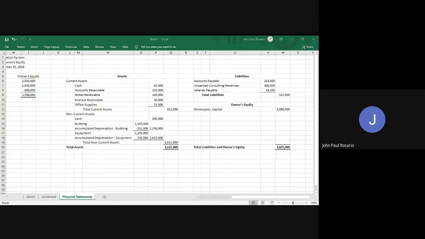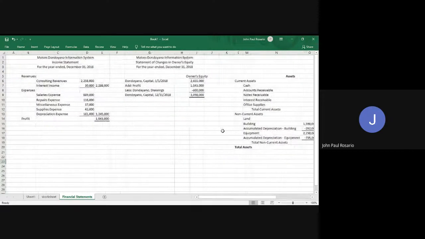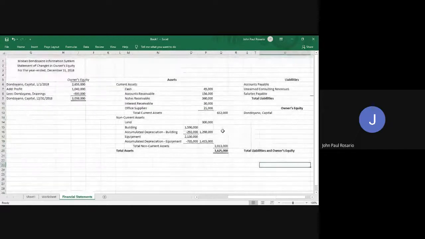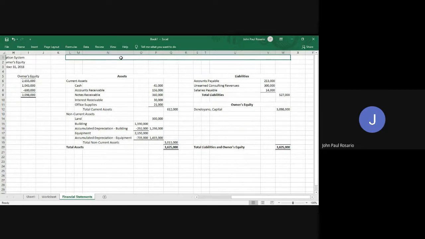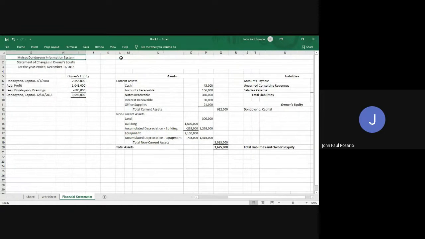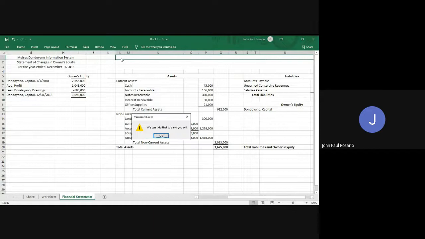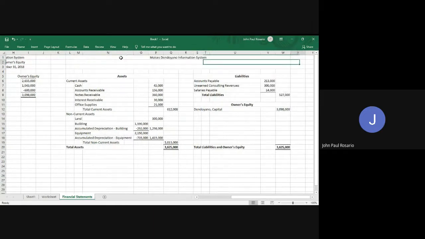Okay, let me see if they are the same length. Okay, sige. So, with that, we're done with our preparation of our, oh, we don't have a header yet for this one. So let's add the header. Same, the name of the company. Okay, and then the name of the financial statement, balance sheet, as of December 31, 2028. So we're done now with our financial statements.